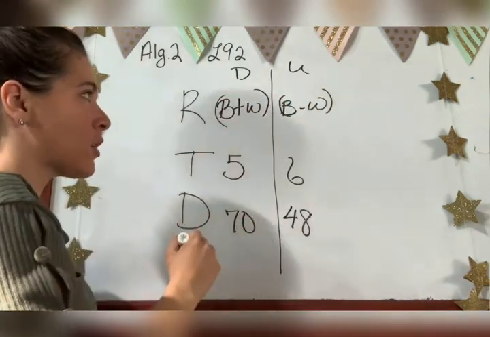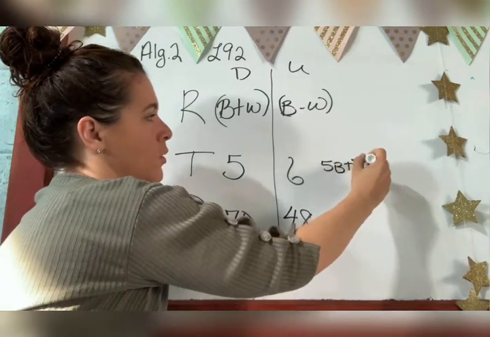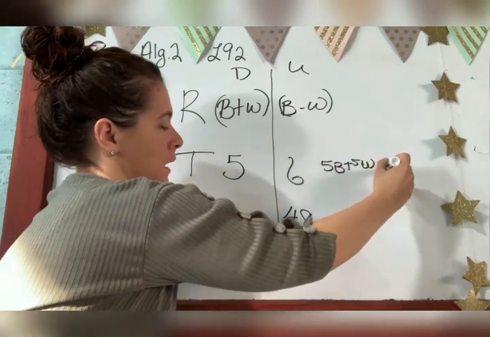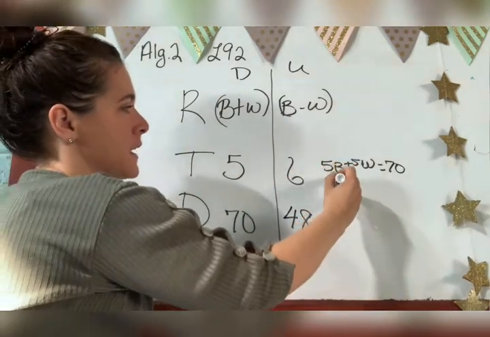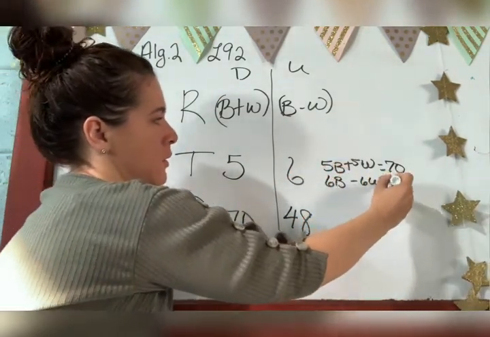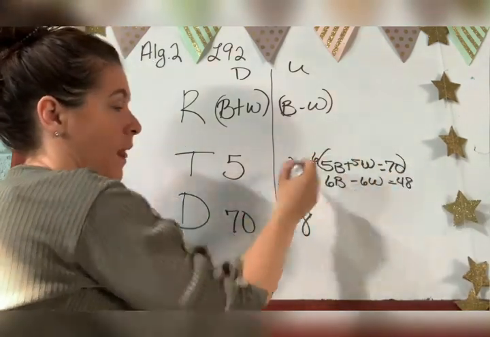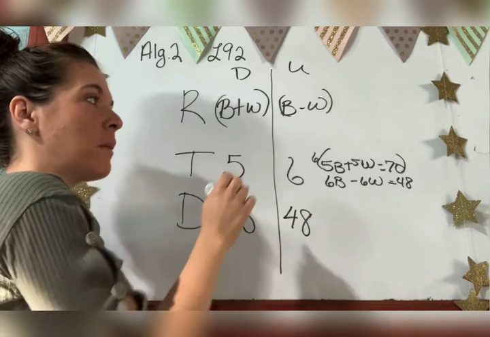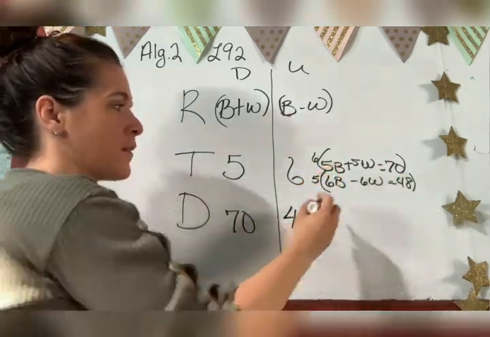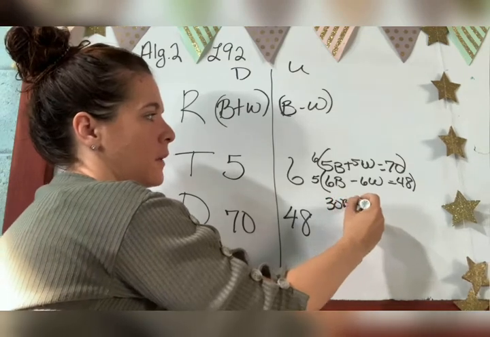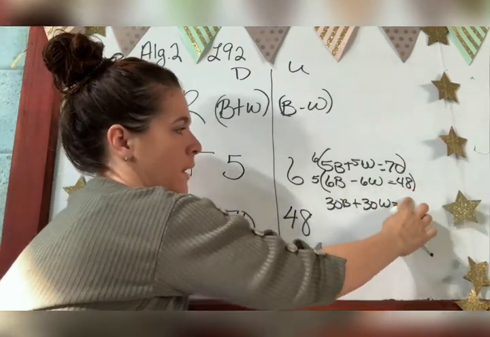Okay, so let's make our equations. That's going to be 5B plus 5W equals 70. And then 6B minus 6W equals 48. So I'm going to multiply that one by 6 and this one by 5, so I can cancel out my W's, right? So I have 30B plus 30W equals 420.